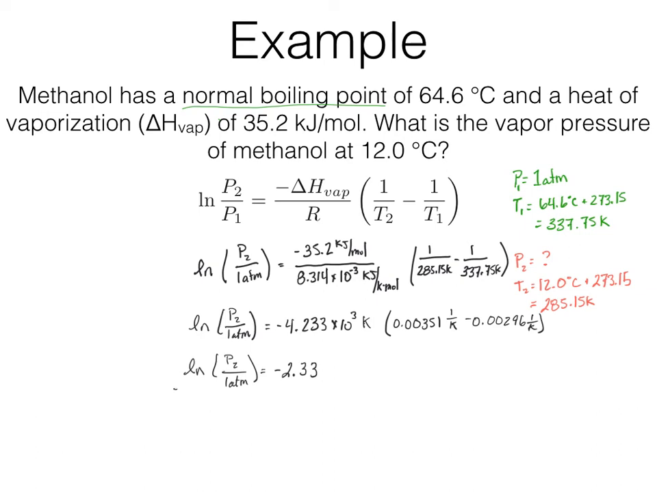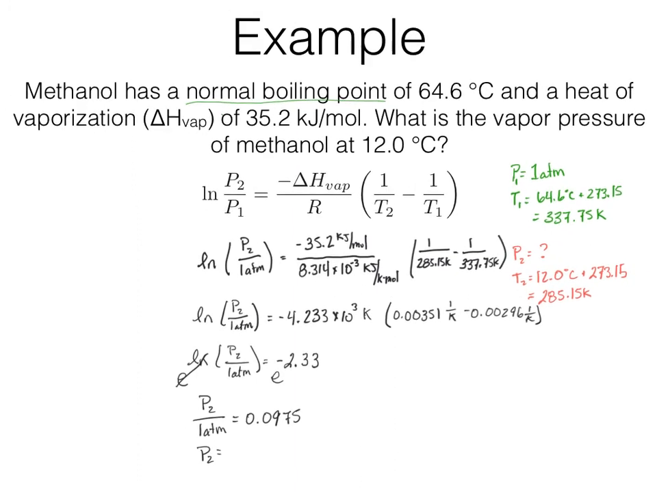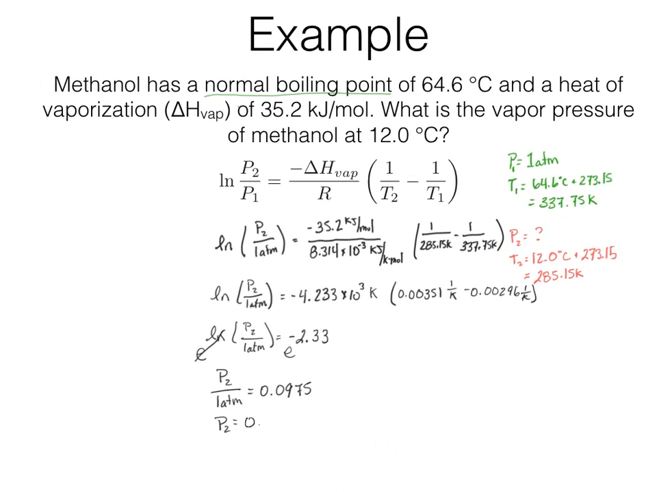So to get rid of this natural log, I'm going to raise both sides to the e, and so these cancel, and I get P2 over 1 atmosphere is equal to e raised to the negative 2.33, which gives me 0.0975. And so my P2, multiplying both sides by 1 atmosphere, is equal to 0.0975 atmospheres.